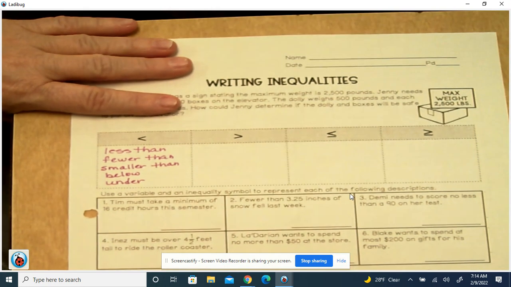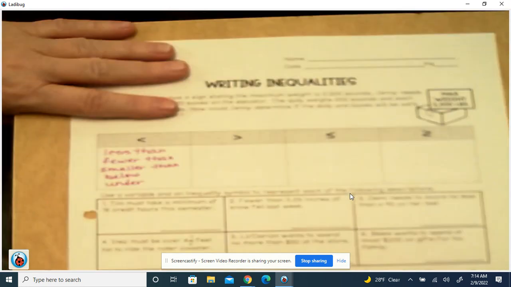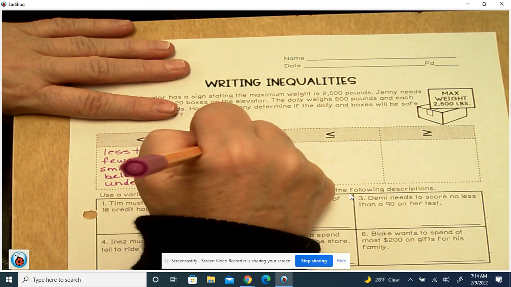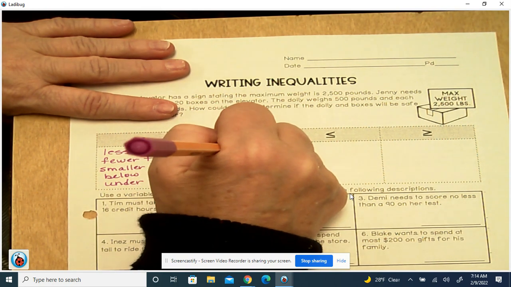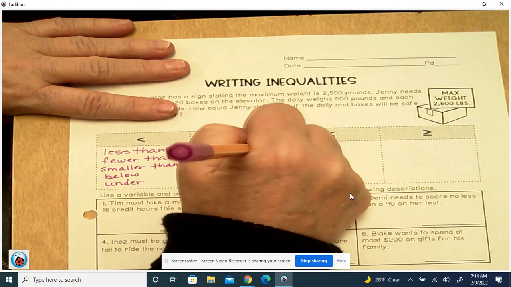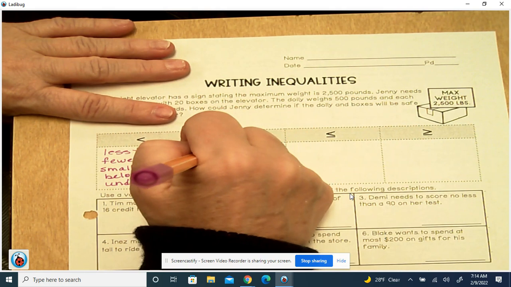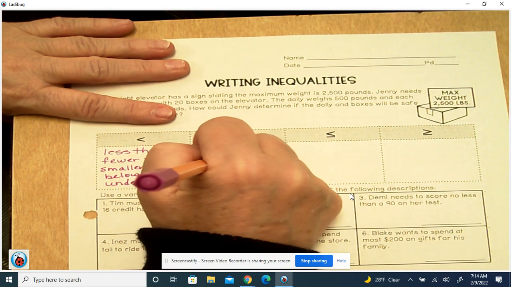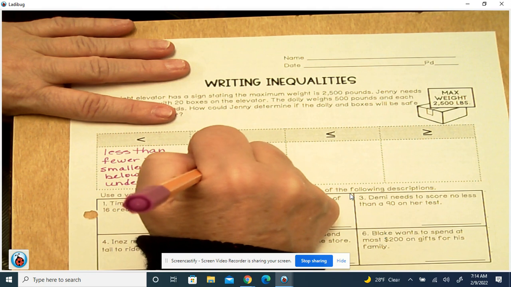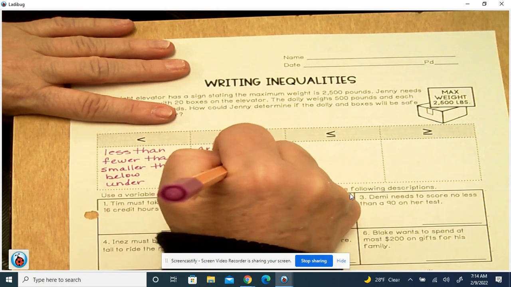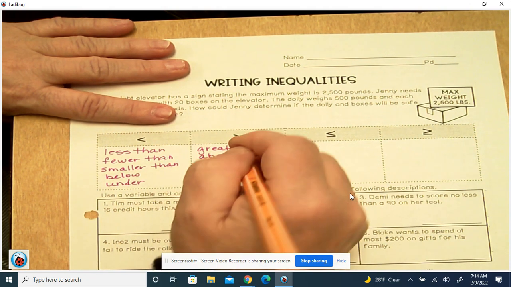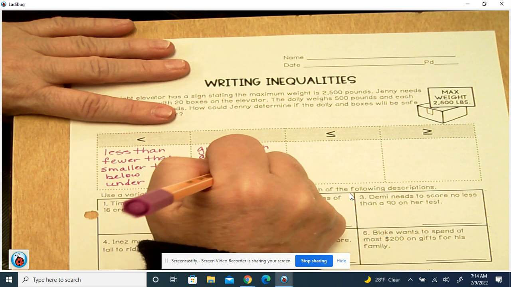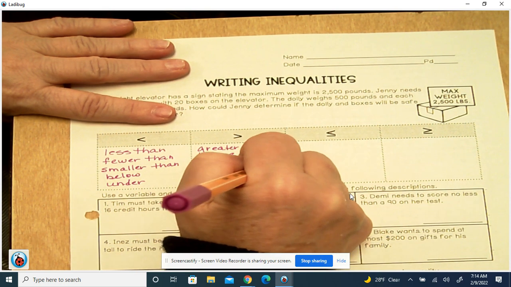For greater than, we've got greater than, above, over, more than, bigger than.